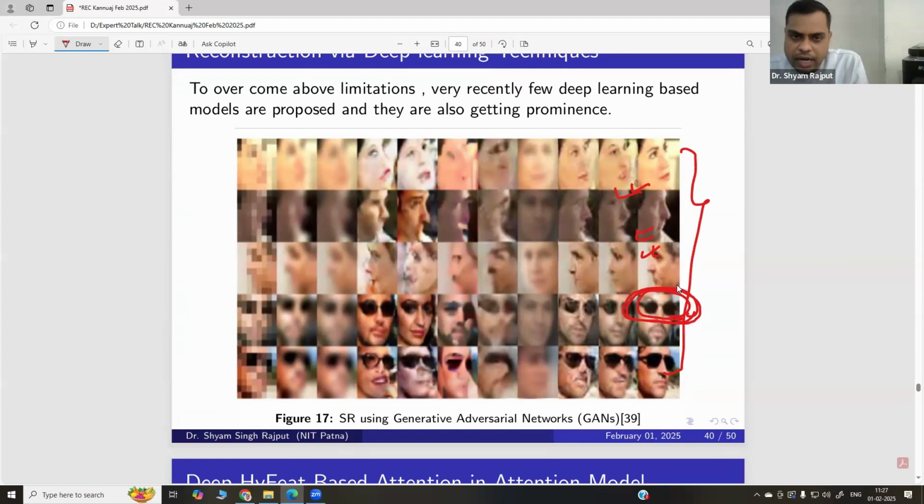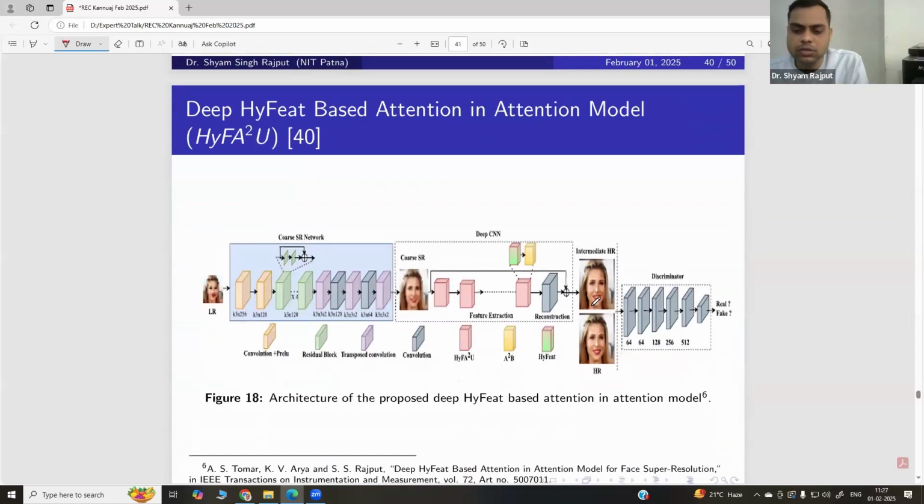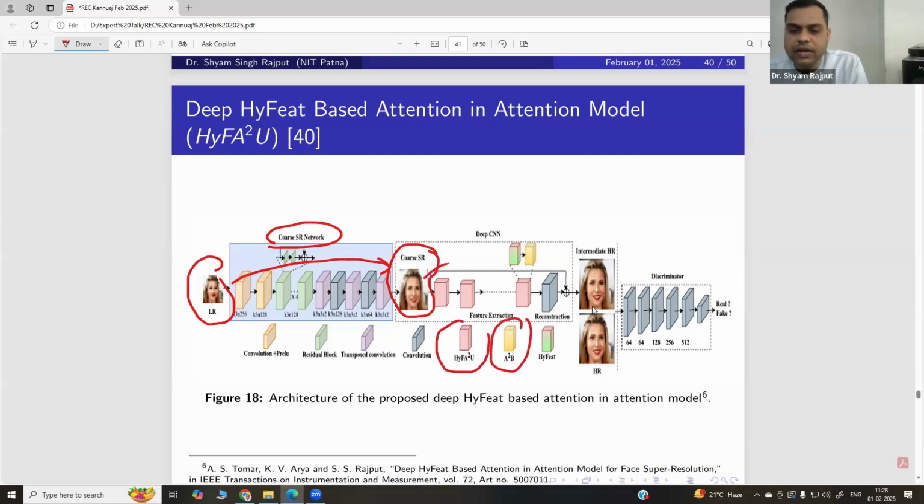Motivated by the recent advancement of machine learning and deep learning in the field of image super resolution, we have also developed one deep learning based super resolution model, and this work is published in one of the IEEE transactions. What we did in this: we first designed one coarse SR network, which takes the input LR images and generates an intermediate high resolution image. Then we apply a hybrid feature attention unit, an attention in attention unit, to extract different kinds of features, less important and more important, to build the SR model that generates the super resolution image. And then we use the discriminator to check whether that image is appropriate or not. If not, then again we train the model further and further.